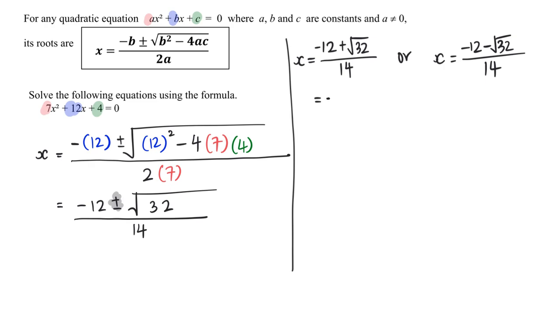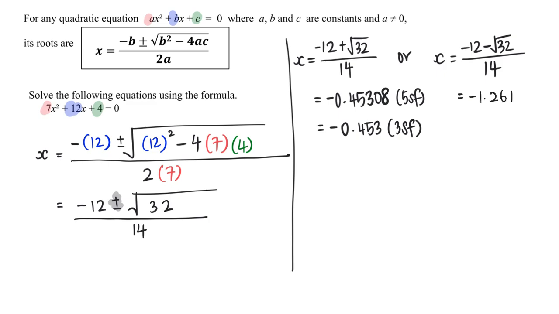So this will give me negative 0.45308 to 5 significant figures first, before you write down the 3 significant figure answer. And the other side will give me a value of negative 1.2612 to 5 significant figures, followed by 3 significant figures.